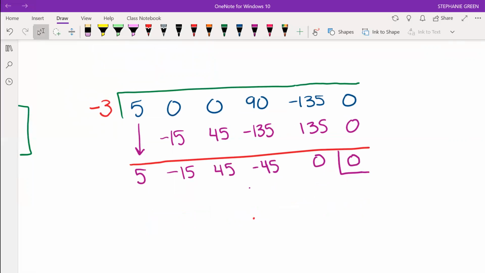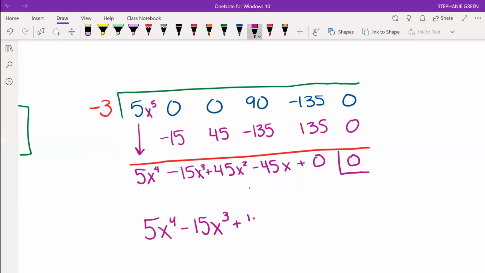We started out with x to the 5th power here. So if we reduce that degree by 1, that means the variable on this coefficient has a degree of 4. And as we move to the right, that degree is just going to decrease by 1 each time. So this is 5x to the 4th, negative 15x to the 3rd, a positive 45x squared, and negative 45x to the 1st power, plus 0. So our quotient for this problem is 5x to the 4th power minus 15x cubed plus 45x squared minus 45x.